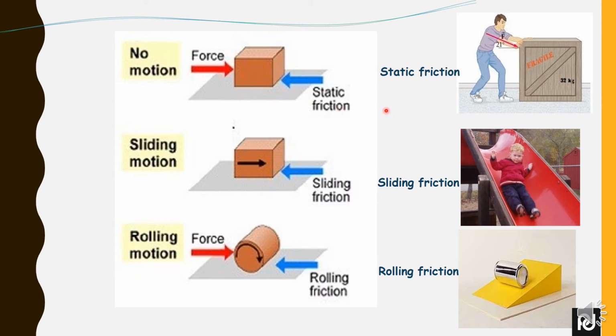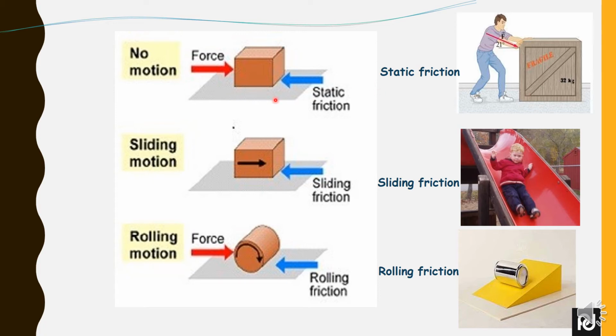Here in the pictures, as you can see, the static friction is when you are trying to move an object but it is not moving. Sliding friction, as we have just discussed, is when you are sliding down. And the rolling friction is when a roller or a wheel kind of a substance comes down from any plank or a slope, that will be an example of rolling friction.